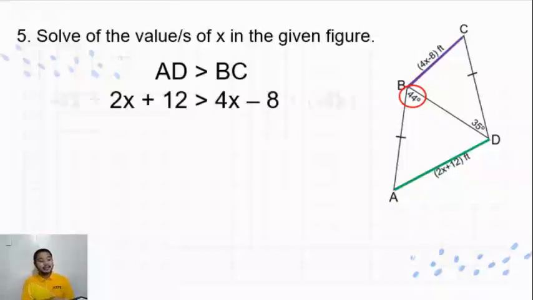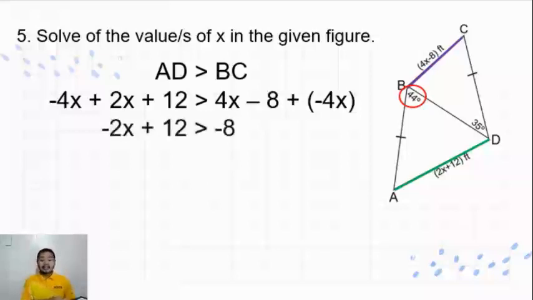So unang gagawin natin dito, syempre mag-add na muna tayo ng negative 4x on both sides of the equation para wala nang variable sa right side ng ating inequality. So in that case, simplify natin yun sa right side at sa left side ng ating inequality. Sa left side natin, negative 2x plus 12. Sa right side naman natin, negative 8 na lang yan.